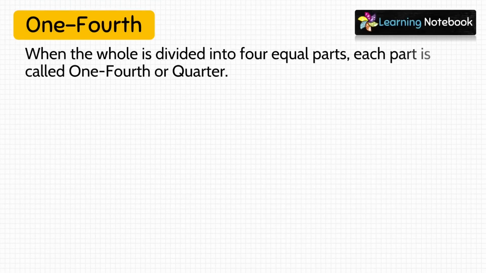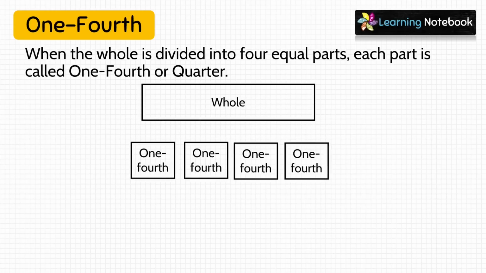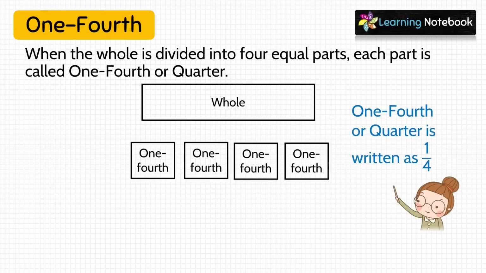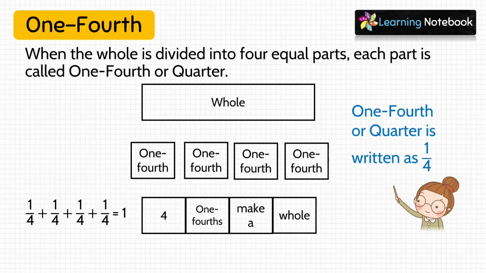Now let's see what is 1/4 or quarter. When the whole is divided into 4 equal parts, each part is called 1/4 or quarter, and it is written as 1 by 4. Four 1/4s make 1 whole. So it means 1 by 4 plus 1 by 4 plus 1 by 4 plus 1 by 4 equals 1.